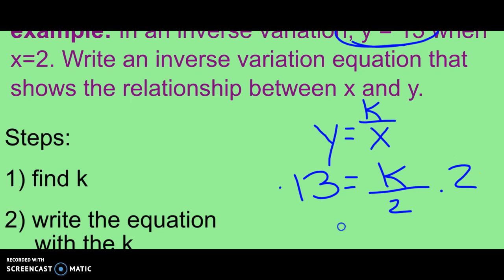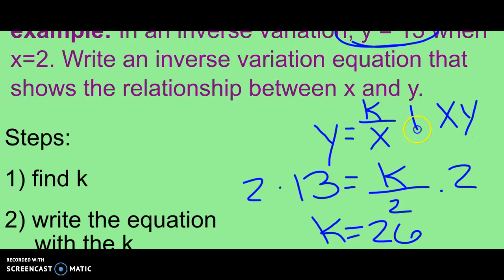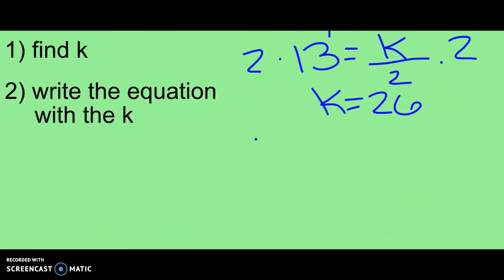Now look, you're going to multiply both sides by 2, and so k is going to be 26. So if you really just wanted to know what k is, you could just multiply your x times your y. That's pretty much the formula for finding k on that one. All right, so then you have to go back and write the equation with your new k in there. So this is basically y equals 26 over x.